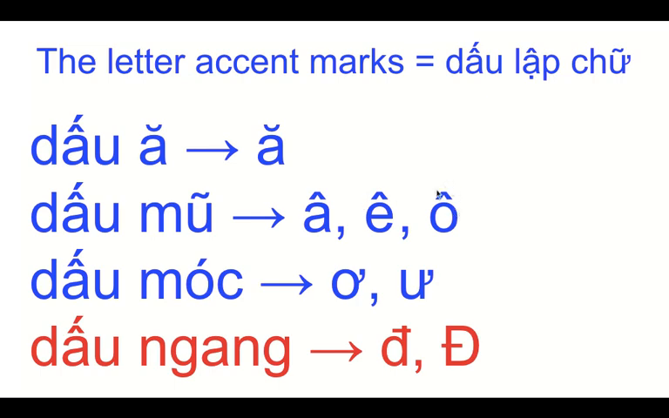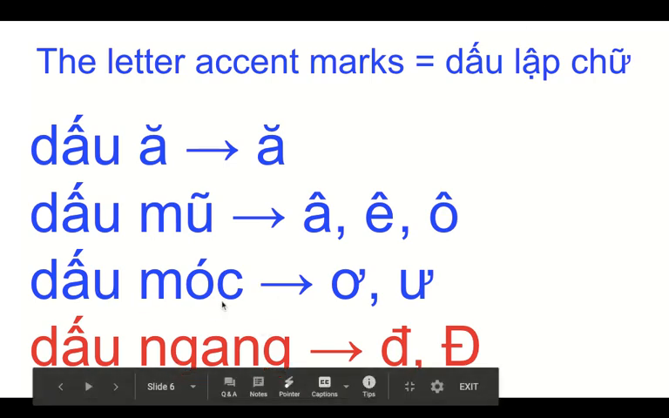This is the letter O. Without the symbol, this would be a different letter. So you see, it makes a completely different letter. Dấu móc. Móc means hook. Dấu móc makes this letter ơ. Without dấu móc, it's o. It makes this letter ư instead of u.